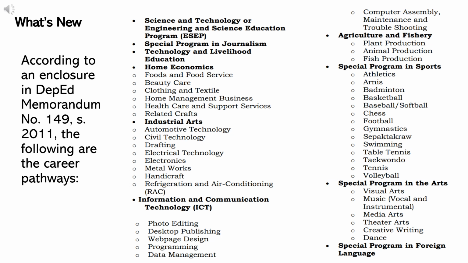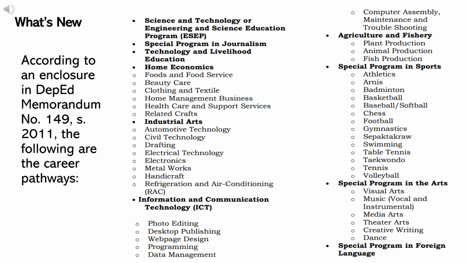5. Industrial arts consists of automotive technology, civil technology, drafting, electrical technology, electronics, metalworks, handicraft, refrigeration, and air conditioning. 6. Information and communication technology such as photo editing, desktop publishing, web page design, programming, data management, computer assembly, and maintenance and troubleshooting. 7. Agriculture and fishery like plant production, animal production, and fish production.